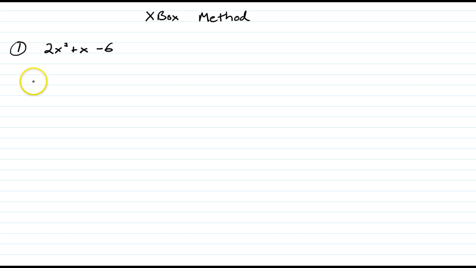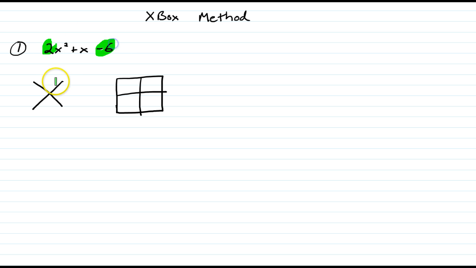So underneath it, go ahead and draw the x and the box. Remember, it's going to be a 2 by 2 box. And so what goes on top is we're going to take the 2 times the negative 6. And so that gives us negative 12.